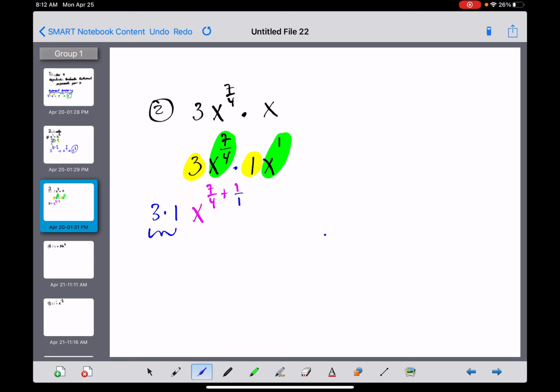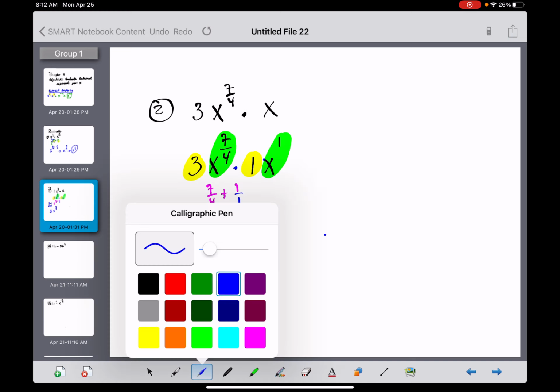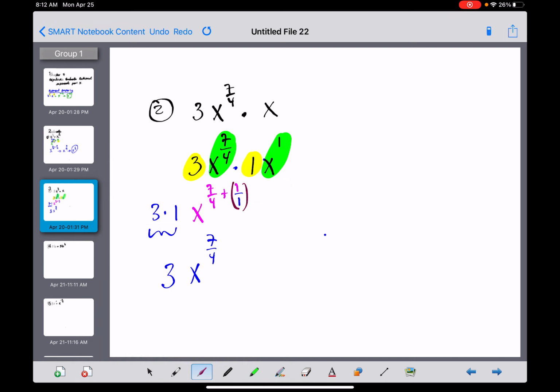So 3 times 1 is 3. x to the 7 over 4, since, again, same idea, we need to have the same denominators. So we're going to multiply this by 4 over 4, because 1 times 4 is 4, 1 times 4 is 4. So 3x to the 11 over 4 is your final answer, okay? That's number 2. Let's move on to number 3.